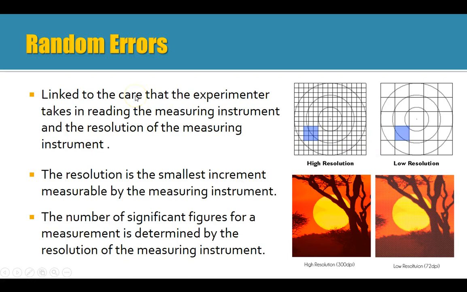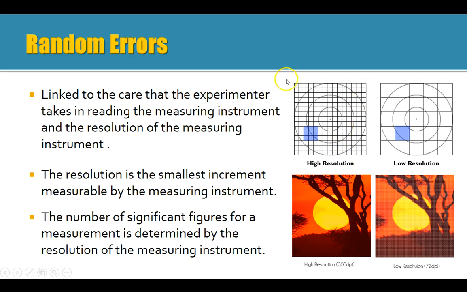So random errors are usually linked to how good you are at measuring using an instrument, or the resolution of a measuring instrument. So if you're using a centimeter ruler to measure really small things and it doesn't have millimeter increments on there, then it's likely that you're going to have some random errors, because the resolution in this case is not high enough to measure the results correctly.